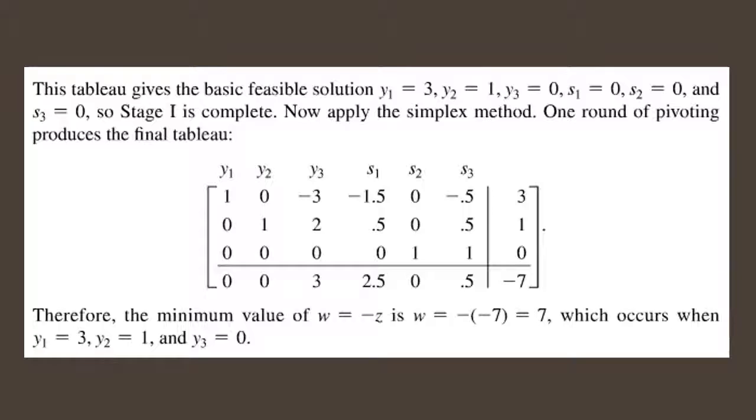That occurs when Y1 is 3, Y2 is 1, and let's see, Y3 is 0. If you want to count the slack variables and the surplus variables, S1 and S3 would both be 0, while S2 would also be 0.